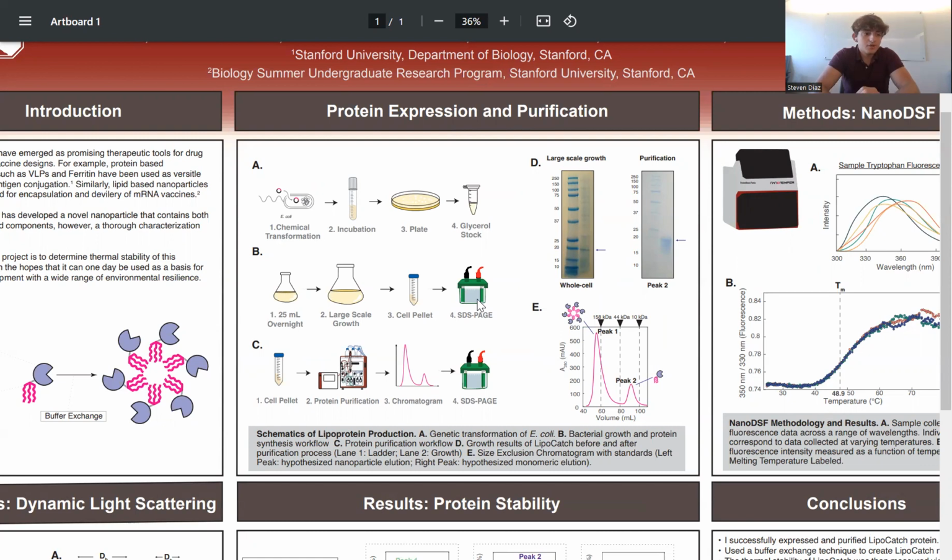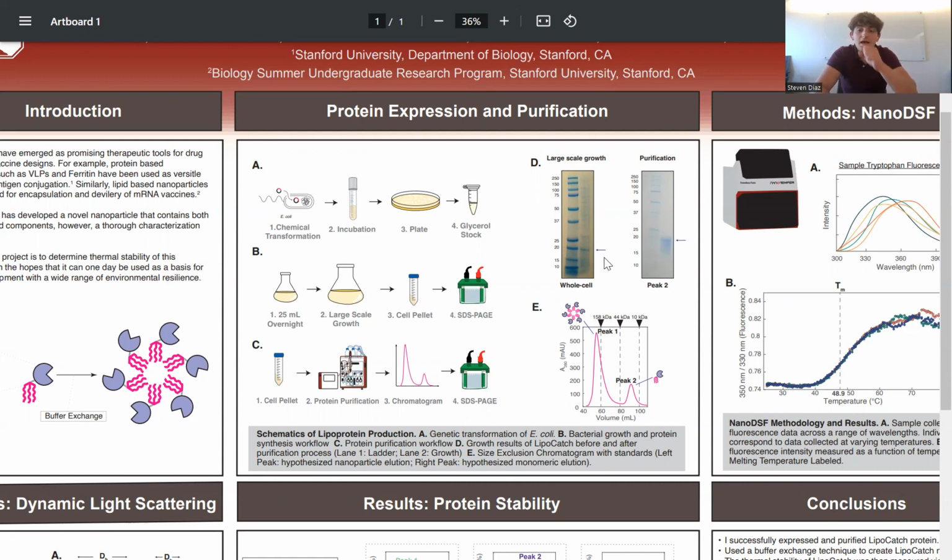I then purified my bacterial lipoprotein using affinity followed by column size exclusion chromatography. A representative graph of the chromatography is displayed right here, with the x-axis representing the elution volume and the y-axis measuring absorption at a 280 nanometer wavelength.